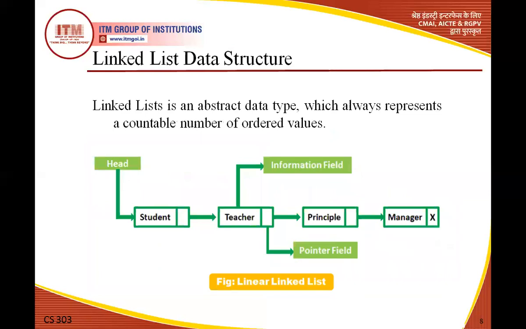Next, we come to the linked list data structure. The linked list is a very useful data structure. Most of the time, this type of data structure is used by the user to manage data in computer memory. So this is important. A linked list is an abstract data type which always represents a countable number of ordered values. Countable means there is a start and there will be an end, so we have to define two things: first the start, and second the end value.